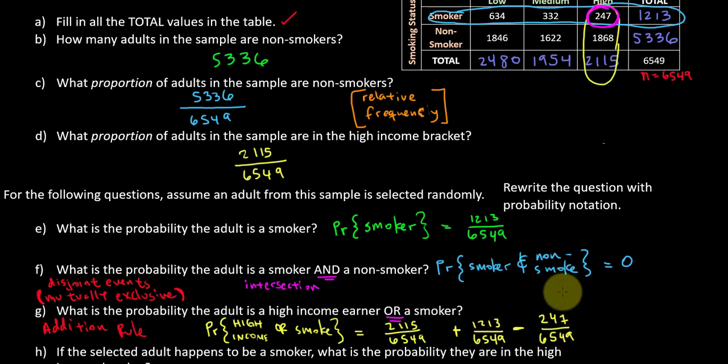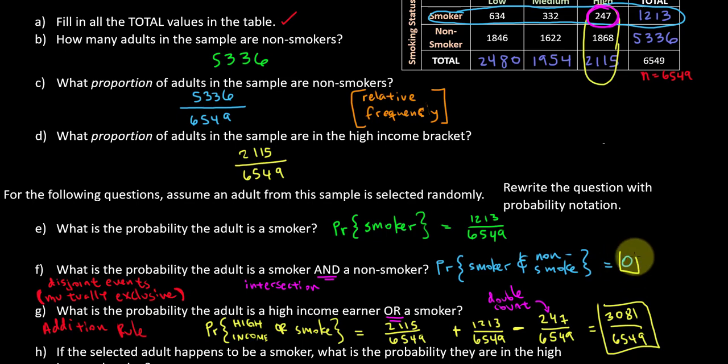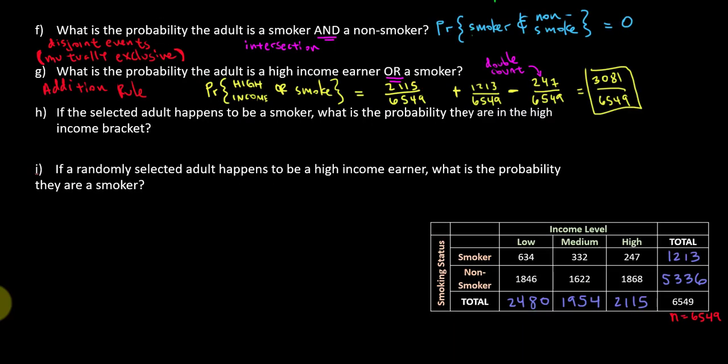So I'm going to annotate that here. This was the double count. And adding and subtracting all of those gets us 3,081 over 6549. Sweet. Maybe I should put all my answers in boxes. That's always pretty good practice. I've got 2 more questions to ask here. I've copy-pasted our table here just for viewing pleasure.